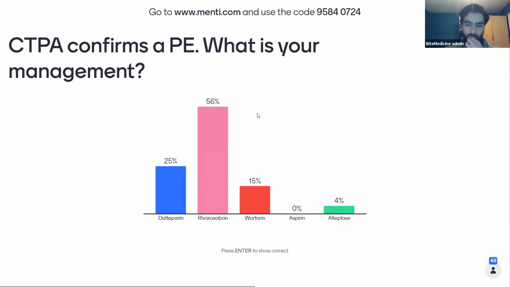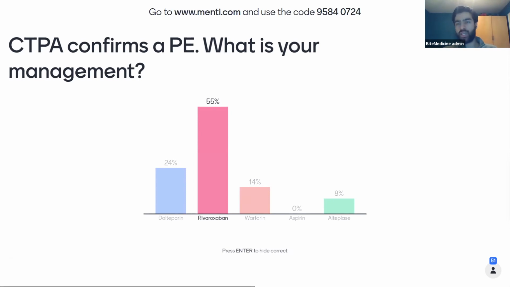So most of you have gone for rivaroxaban, which is interesting. And the answer is, drum roll, rivaroxaban, very good. This is the new NICE guidelines, okay? Before, the guidelines were a bit different. Now we say first line for a PE is rivaroxaban or a DOAC.